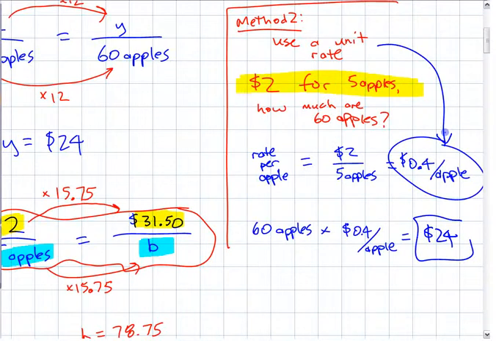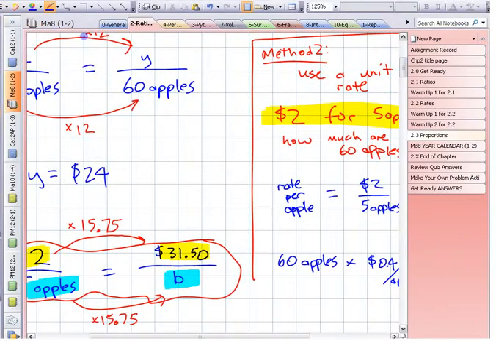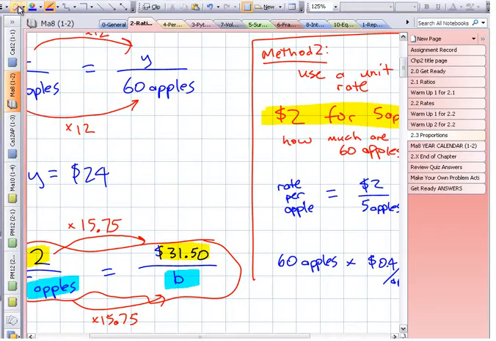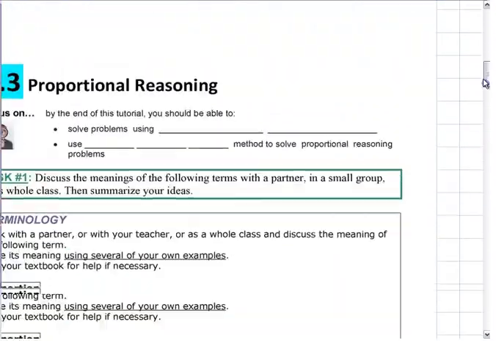So when you look in your study guide, in your textbook, it says method 1, method 2. You need to be able to do both of those things. You need to be able to use a unit rate, and you need to be able to use a proportion. Okay? Is that clear? Sort of? Yes. Good.